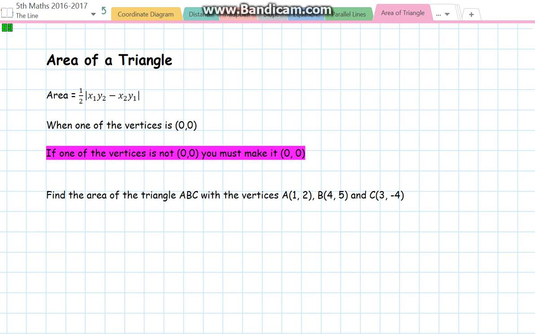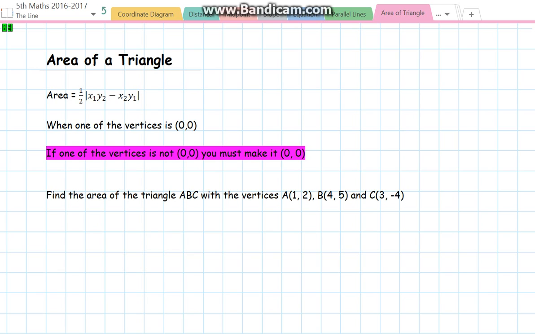Okay, so we're going to look at area of triangle. Your formula in your log tables is a half of the absolute value of x1 times y2 minus x2 times y1. The lines within that formula mean absolute value: if the value inside is negative, you just make it positive at the end. So if it was a half absolute value of minus 64, it'd actually be a half of 64. We'll explain that more in detail as we do our example.